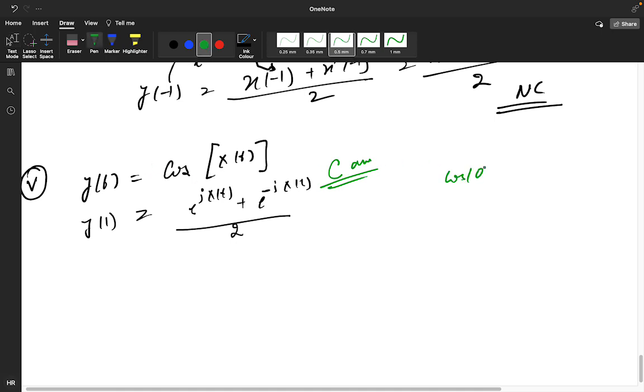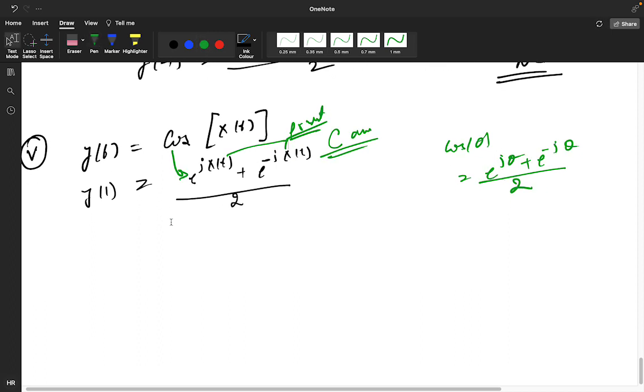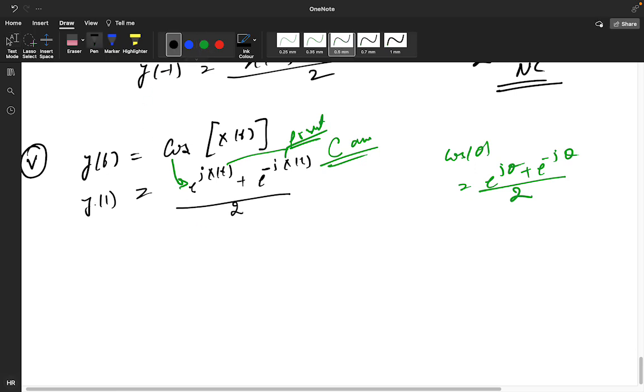I hope you remember cos theta can be written as e^(j theta) plus e^(minus j theta) divided by 2. Like that I wrote this as e^(j x of t) plus e^(minus j x of t). So if you put any value, it depends on the present value only. So this is a causal system. And the next question is question 6.